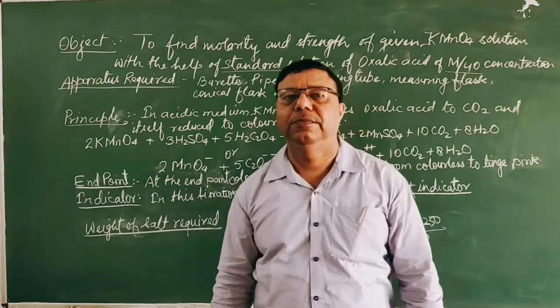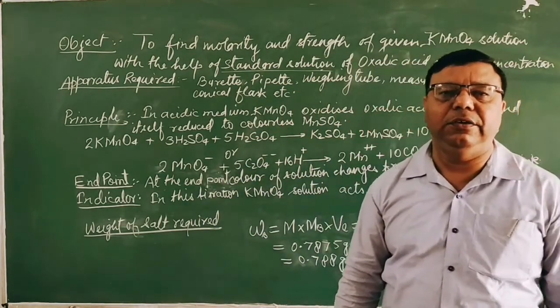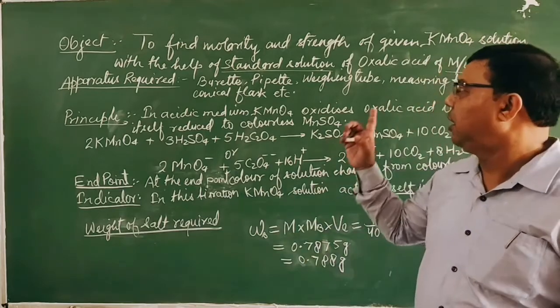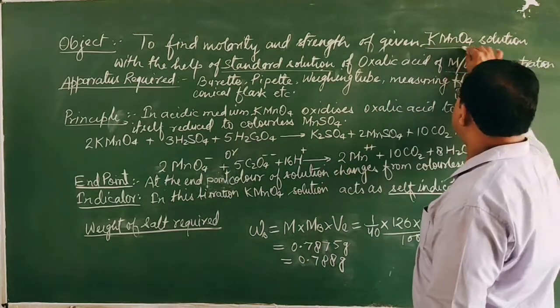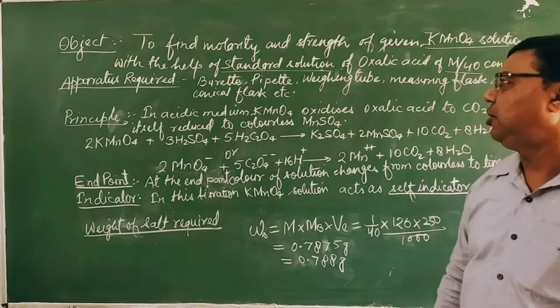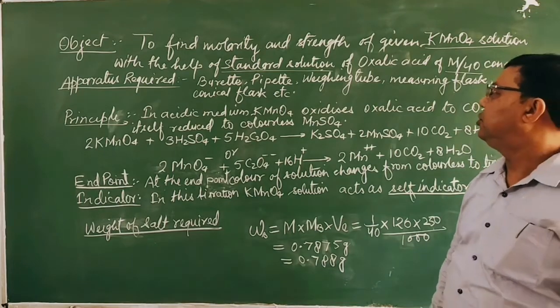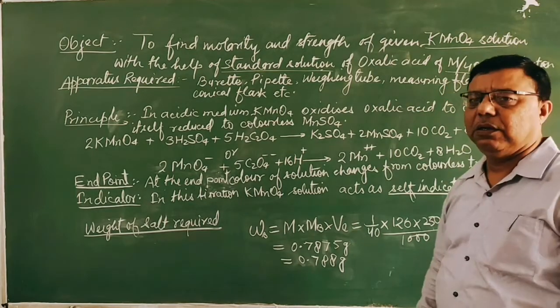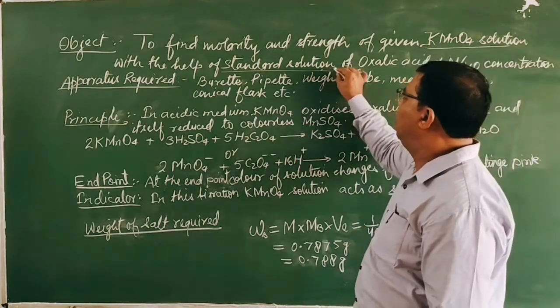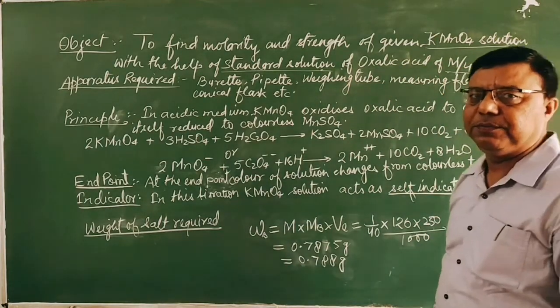Hello students, today I am going to explain to you the titration of oxalic acid with the help of KMnO4 solution. This is a redox titration in which we have to find out the concentration of given KMnO4 solution with the help of standard solution of oxalic acid of M/40 concentration.